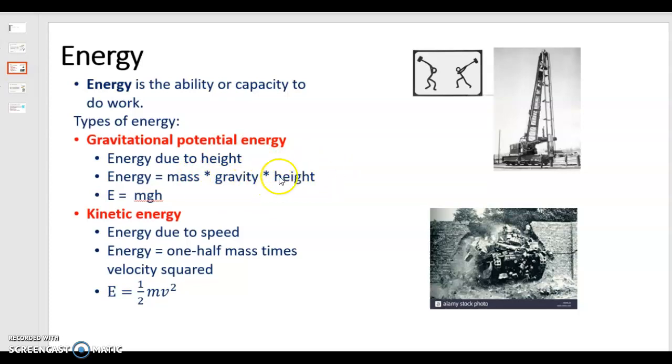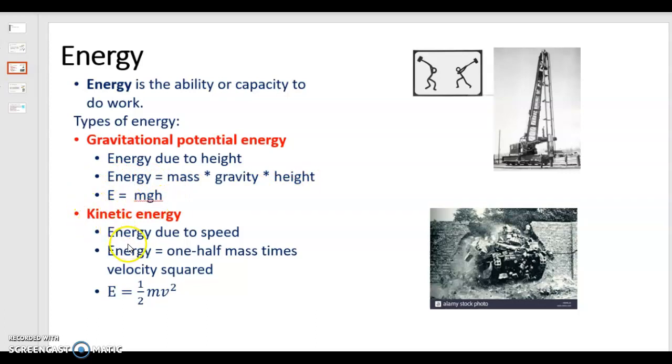So the more height you have, because in most situations mass is going to stay the same, like the mass of the roller coaster is going to stay the same. Gravity is a constant, 9.8. What's going to change is height. So as you gain height, you gain gravitational potential energy. As you lose height, you lose gravitational potential energy. Okay, so gravitational potential energy is mass times gravity times height.